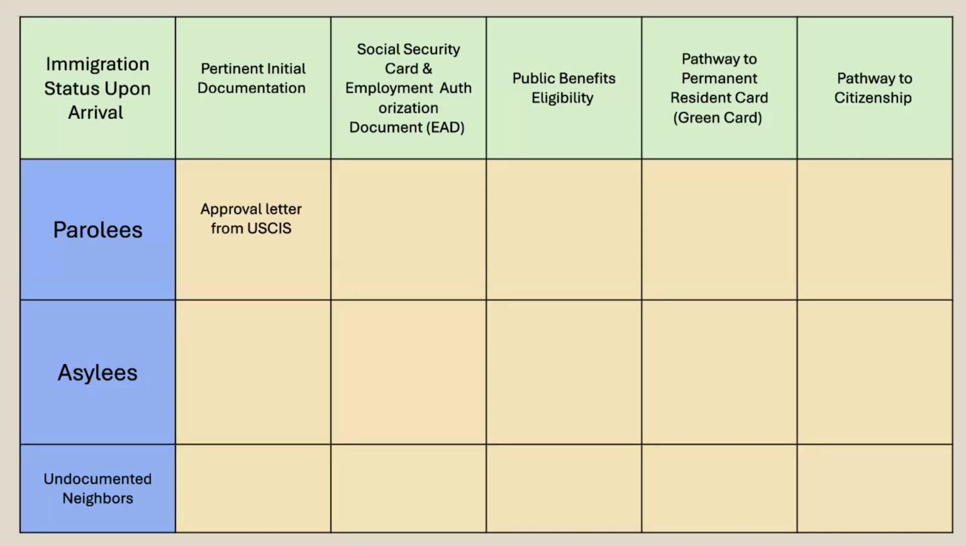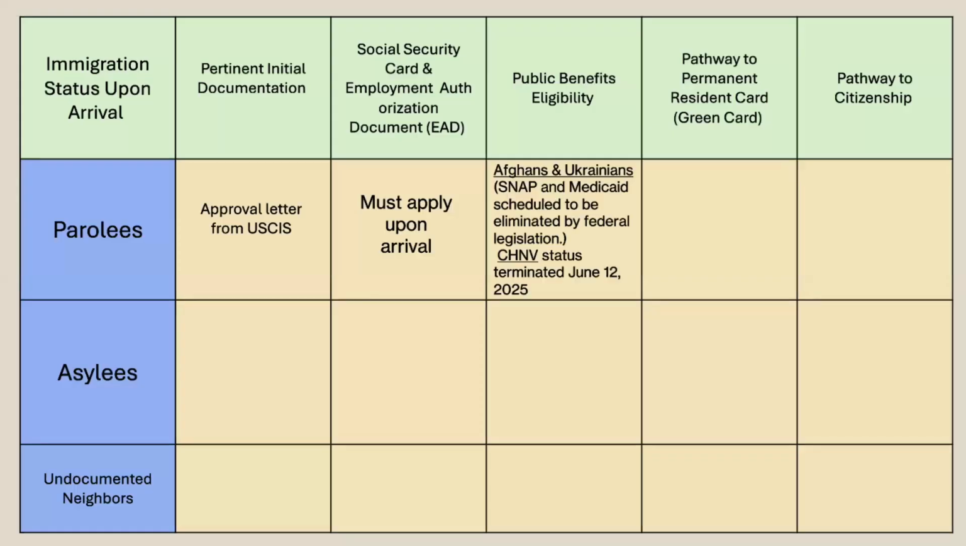Those who have entered the country through a humanitarian parole program will have a letter in their USCIS account stating that their parole was approved and the expiration date of that parole. Upon arrival, they must apply for Social Security cards and work authorization card, which can take anywhere from 2 to 5 months to arrive. Those parolees who arrive from Afghanistan or Ukraine will continue to receive cash assistance, but will have their eligibility for SNAP and Medicaid removed on the same timeline as refugees.